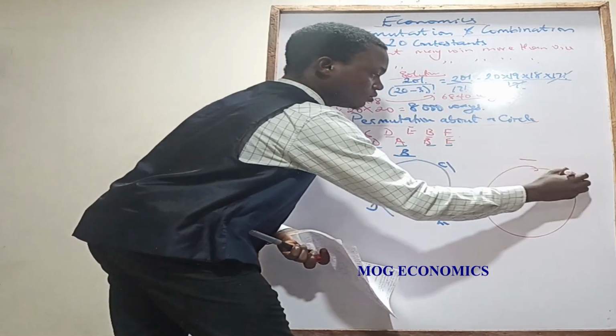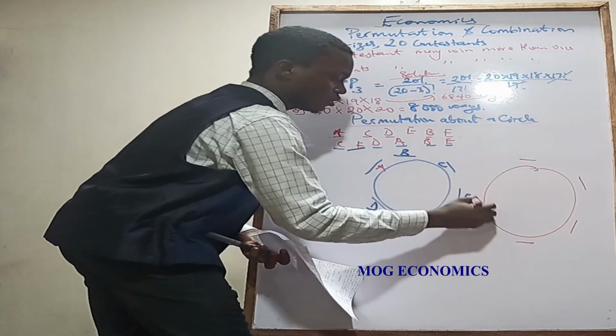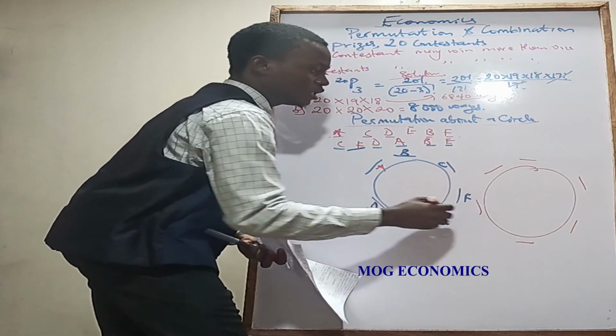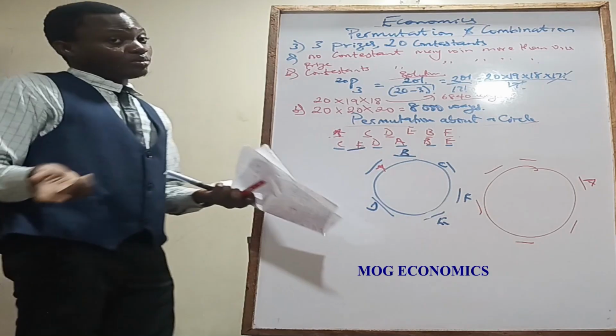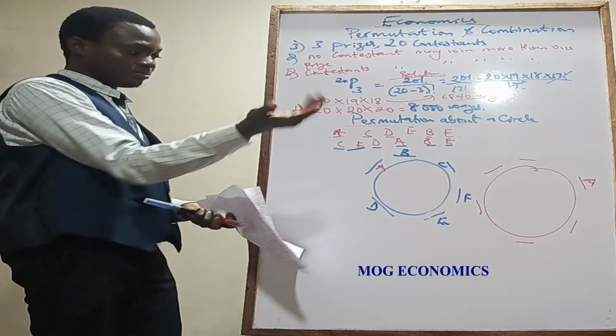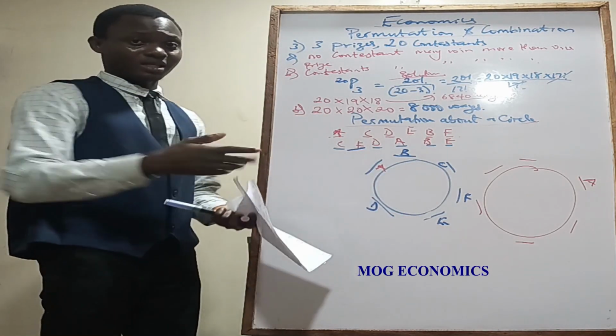So you have 1, 2, 3, 4, 5, and 6. If A decides to sit here, do you understand? A doesn't really have a choice, right? If it's facing here, it doesn't really have a choice.